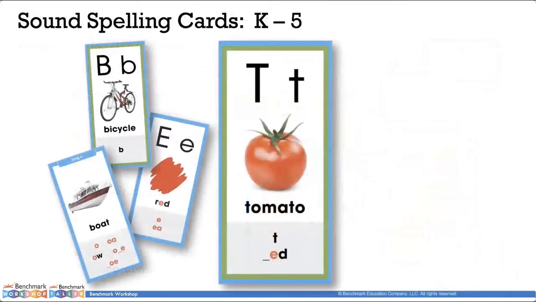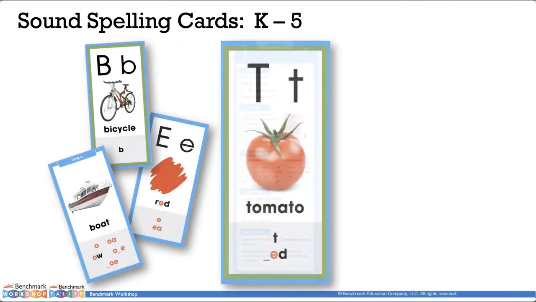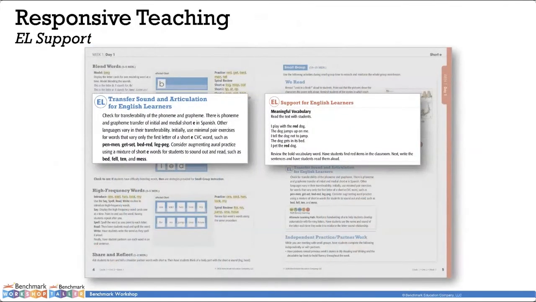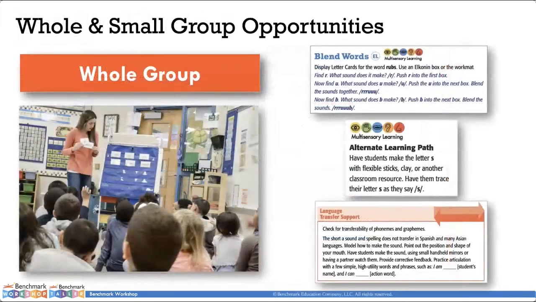With the sound spelling cards, you get an action rhyme to associate an action with the sound, instruction about articulation so a student knows how to move their mouth to form the sound, support for English learners, as well as other supports. And speaking of English learners, there are many built-in supports such as information on transferable sounds, articulation support, vocabulary support, and more. Let's look more closely at the instruction.